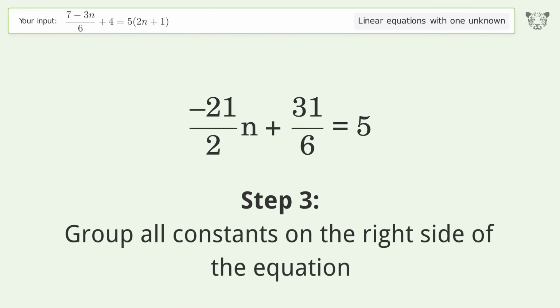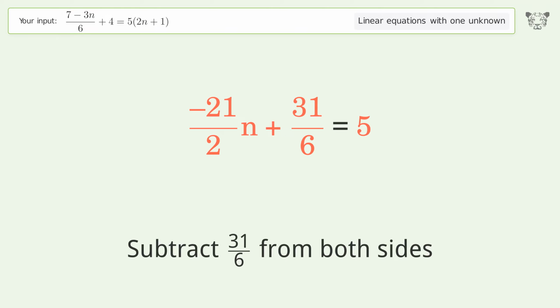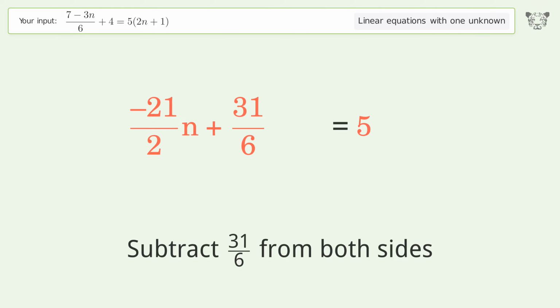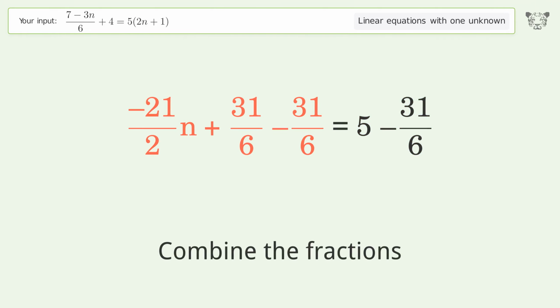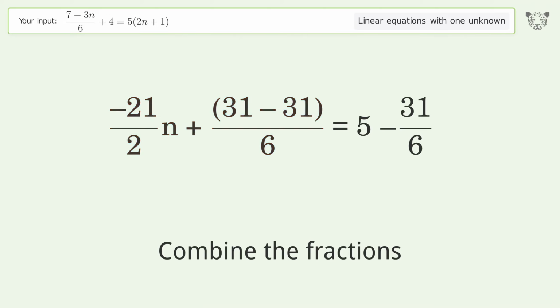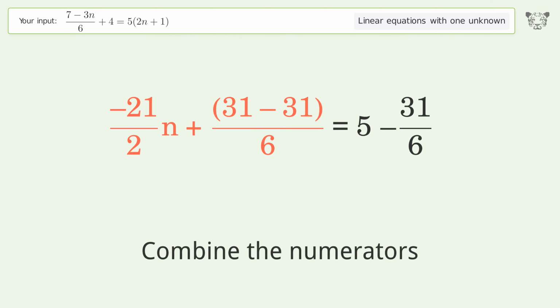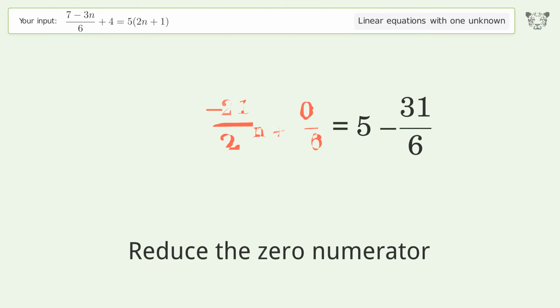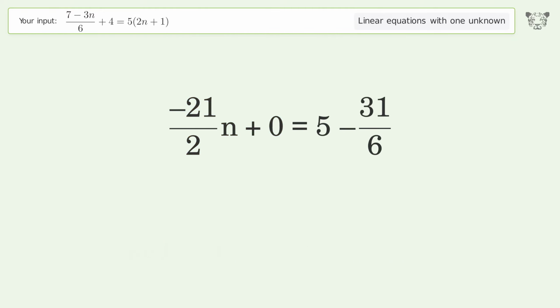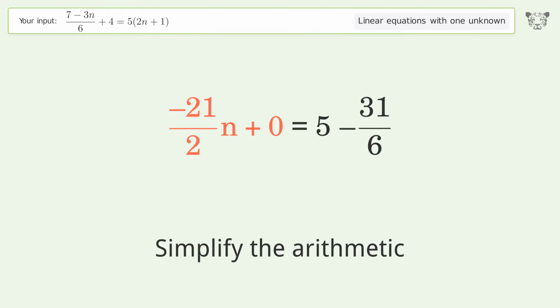Group all constants on the right side of the equation. Subtract 31 over 6 from both sides. Combine the fractions. Combine the numerators. Reduce the zero numerator. Simplify the arithmetic.